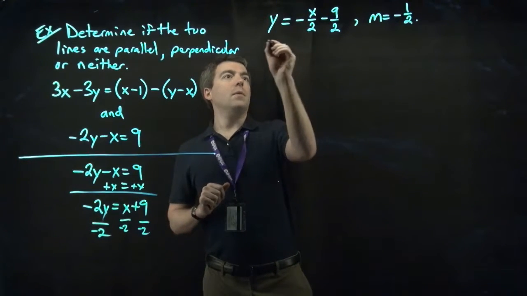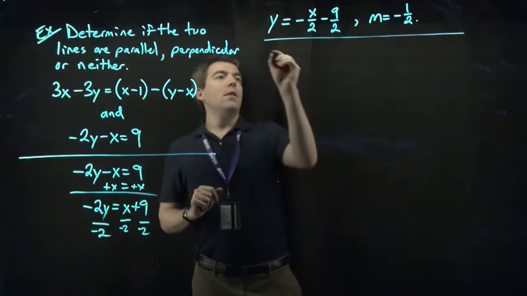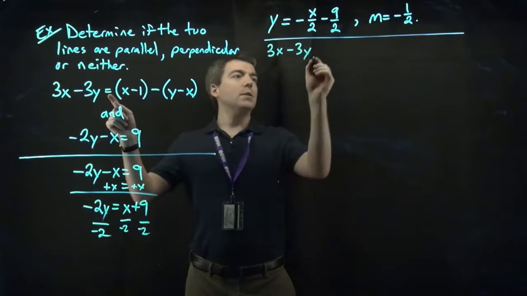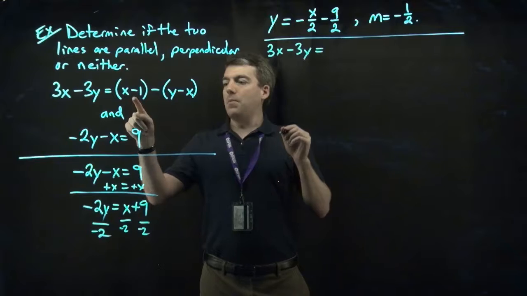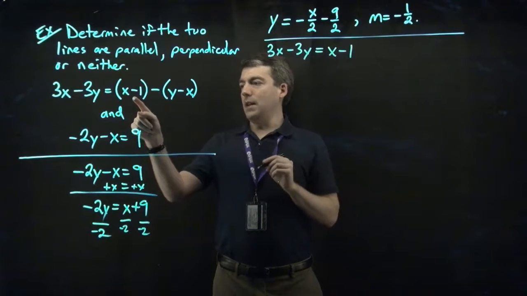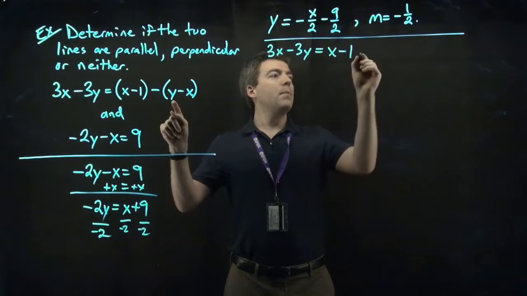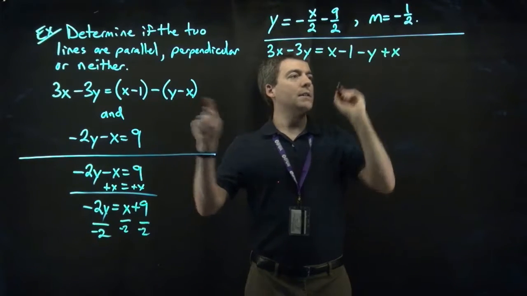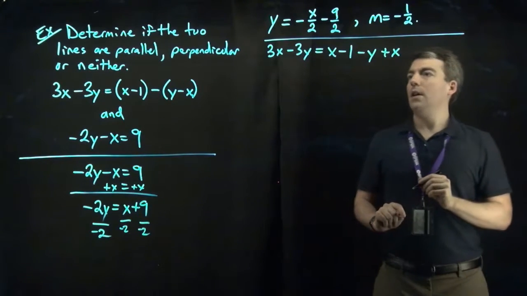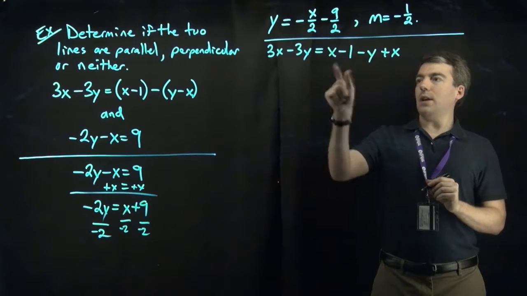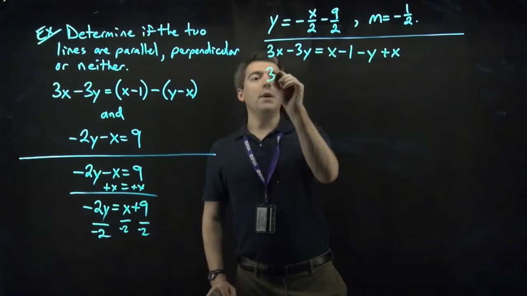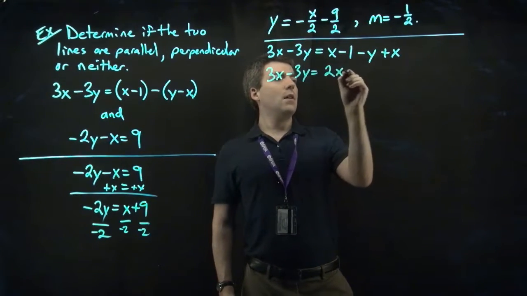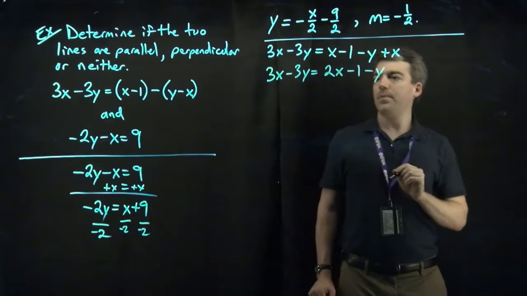So here we have 3x minus 3y equals, and we have x minus 1. Does not need parentheses. We have negative y, and then we'll distribute this negative into the negative x and get plus x. All right. On the right-hand side here, we can combine some like terms. So we have 3x minus 3y, x and x makes 2x, minus 1 minus y.